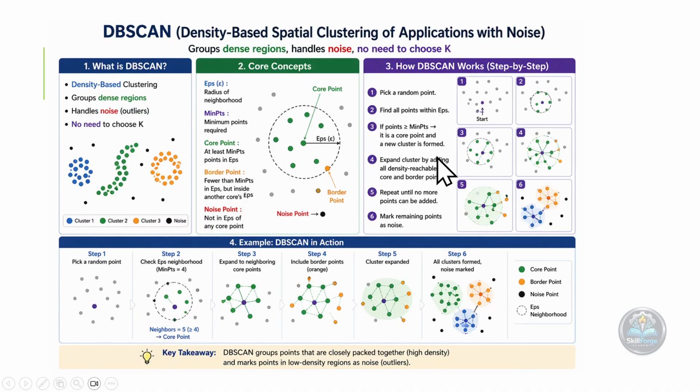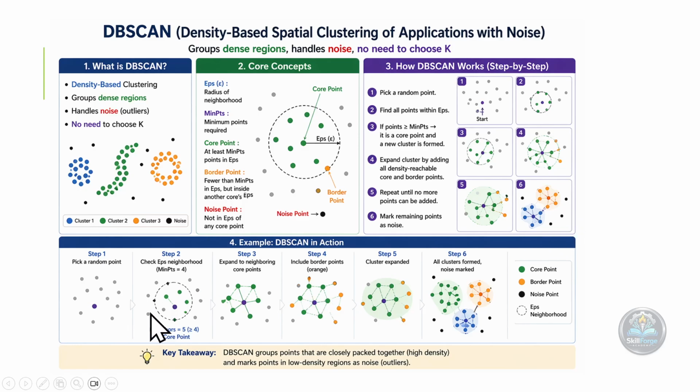Then you can see how DBSCAN works. First we pick a point. Then we check how many points are within its EPS radius. If it has enough neighbors, it becomes a core point and starts a cluster. Then the cluster expands by adding the nearby points, and this continues until no more points can be added. Then the remaining points are marked as noise.